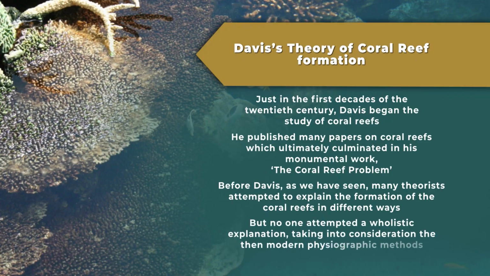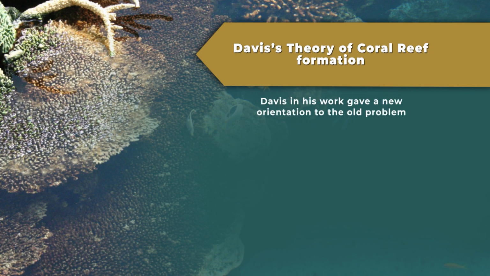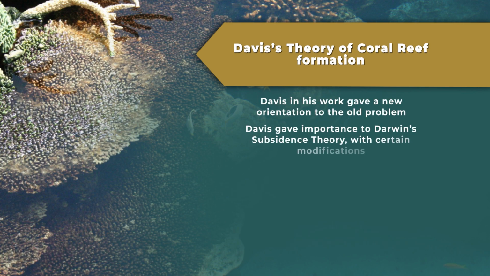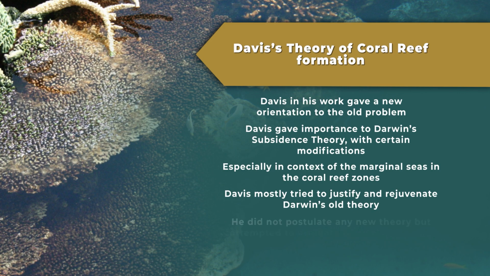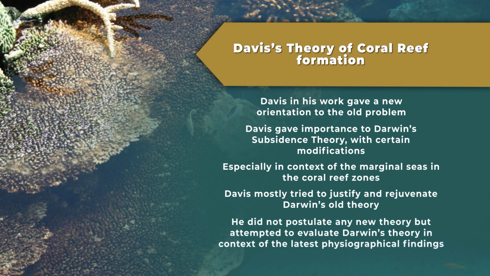I mean, there were many people who tried to explain the coral reef problem in their own ways, many scientists did, but nobody attempted a holistic explanation. This was taken up by Davis. He gave a new orientation to the old problem. He gave importance to Darwin's subsidence theory with certain modifications, especially in the context of marginal seas in the coral reef zones. Davis mostly tried to justify and rejuvenate Darwin's old theory. He did not postulate any new theory, but attempted to evaluate Darwin's theory in the context of the latest physiographical findings.